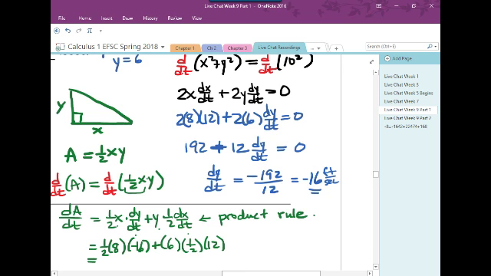We get 4 times negative 16 is negative 64, plus 3 times 12 is 36. Negative 64 plus 36 is going to be negative 28 square feet. Remember, this is a rate of change of the area, which is being measured in square feet. So it's going to be square feet per second. Why is it negative 28? Because the area is getting smaller as the ladder gets closer to the ground.